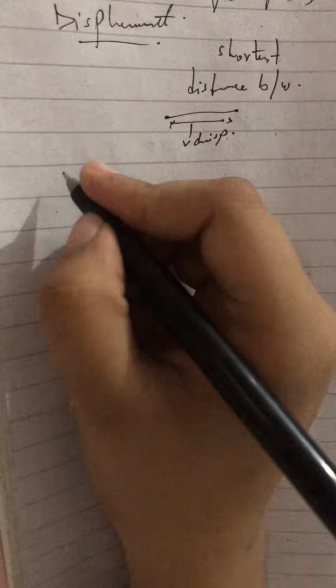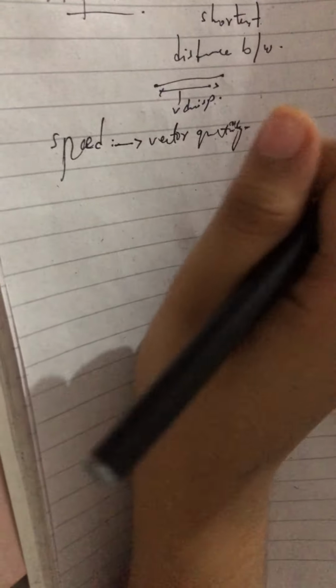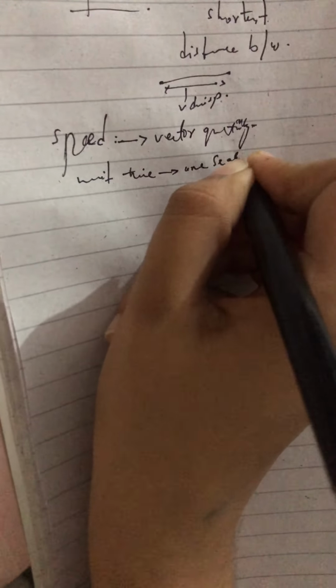After that we have speed. What is speed? Speed is basically the distance covered by a body in a unit time. Unit time is 1 second. So a body covers a distance in a unit time, and that is called speed.